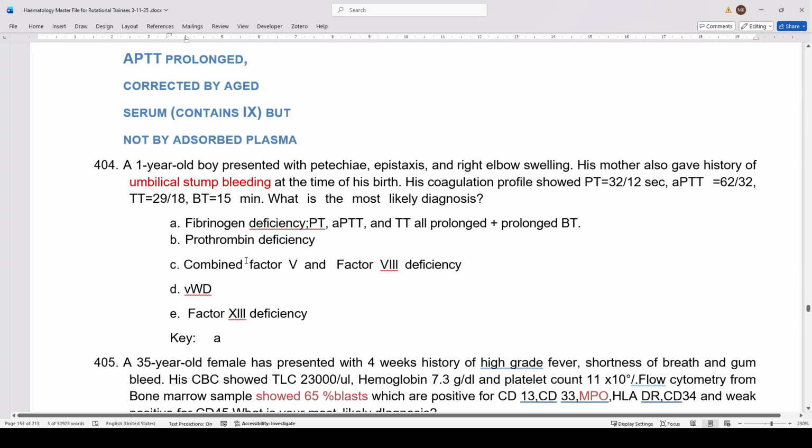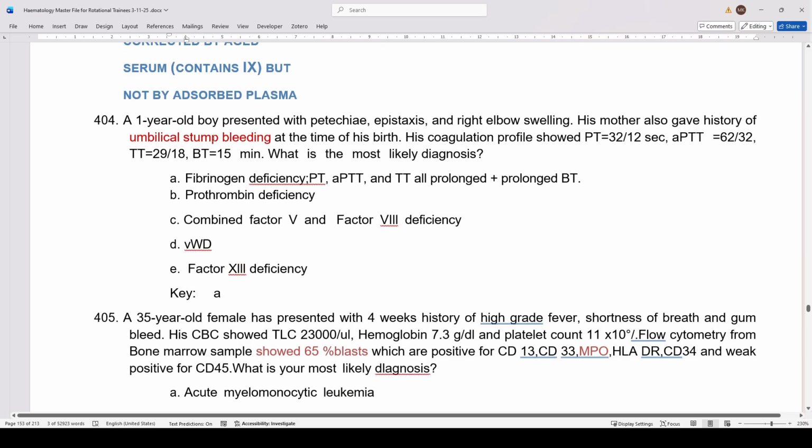Okay. Next is 404. A 1-year-old boy presented with petechiae, epistaxis, and right elbow swelling. His mother also gave the history of umbilical stump bleeding at the time of birth. So, this is a very important thing. A 1-year-old boy has petechiae, epistaxis, and elbow swelling, maybe some bleed, and his mother says that he had umbilical stump bleed at birth.